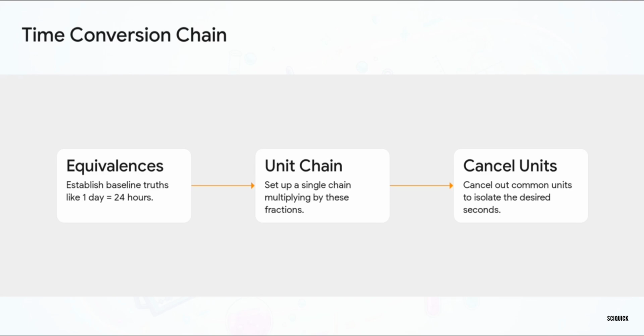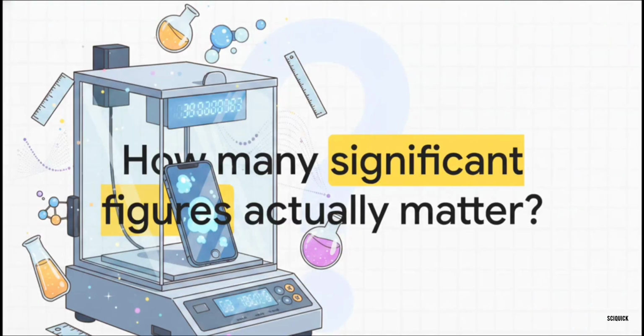Setting up the math in a single step like this allows the hours and minutes in the numerators and denominators to gracefully cancel each other out. Just cross them off. All that's left standing at the end is the exact unit you want, seconds. Wow, we have covered a lot of ground today, haven't we? Turning these massive abstractions into manageable, precise realities.